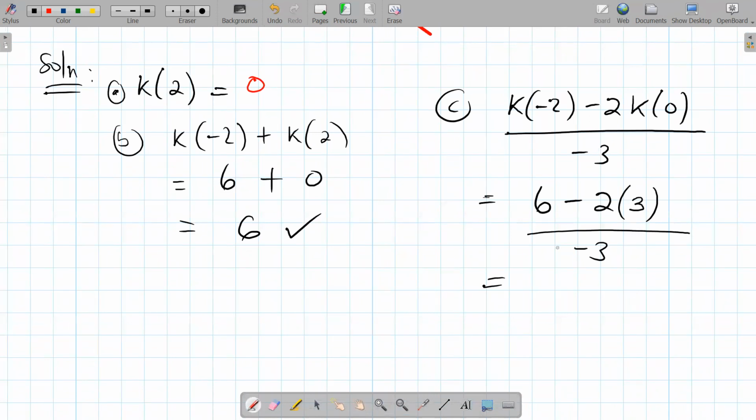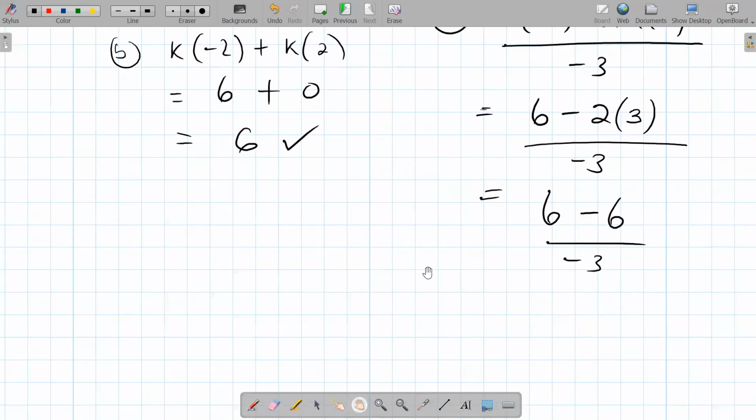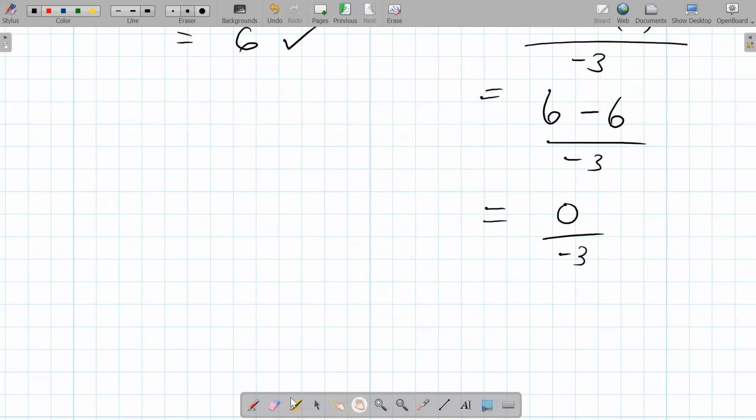So if I evaluate, there's going to be 6 minus 2 times 3, which is 6, and I divide by -3. And 6 minus 6 is 0, and I divide by -3. Remember that 0 divided by any number is 0.